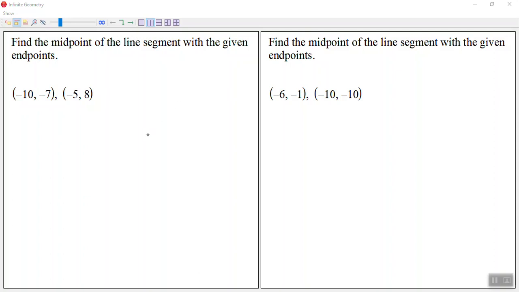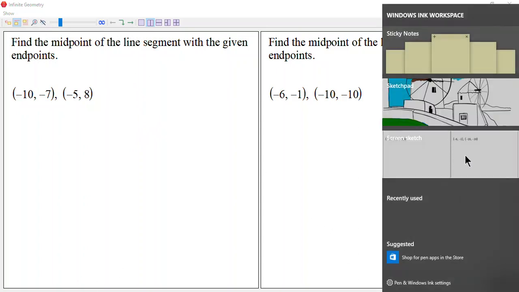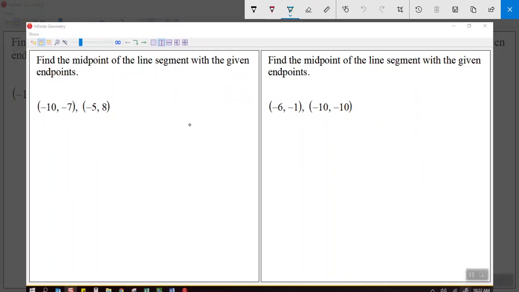The assignment today is going to be on midpoint, so let's just go ahead and practice your formula. I was going to write on this and I forgot. I have to take a screen sketch first. Okay, here we go. To find your midpoint, remember the midpoint is a coordinate point.